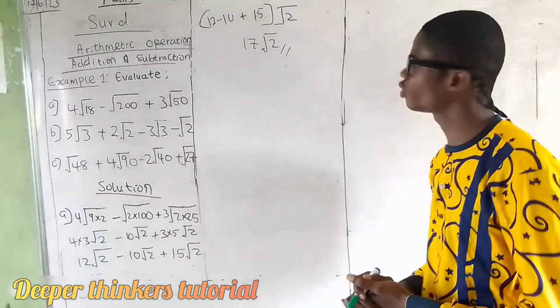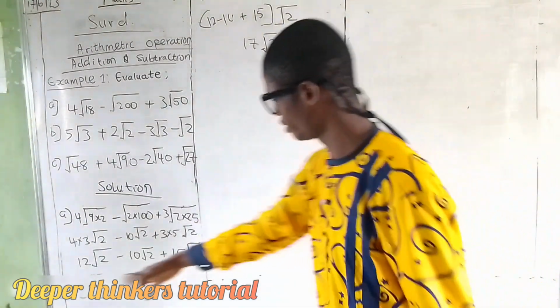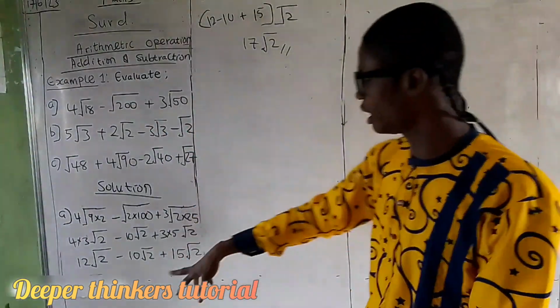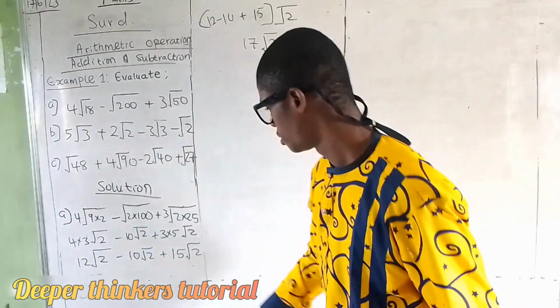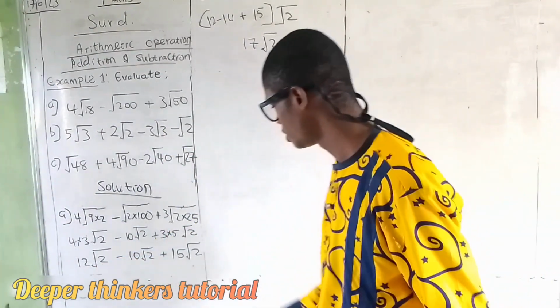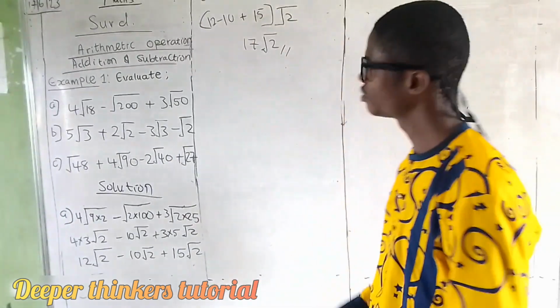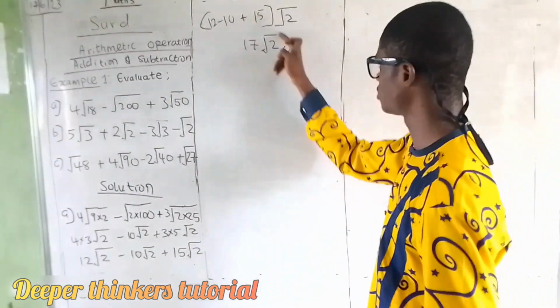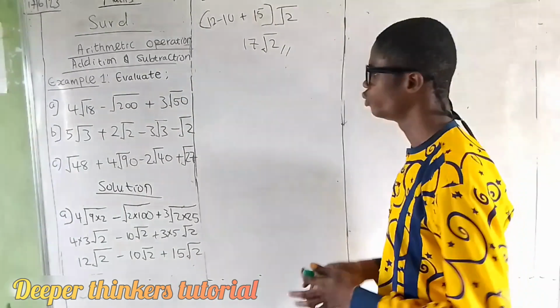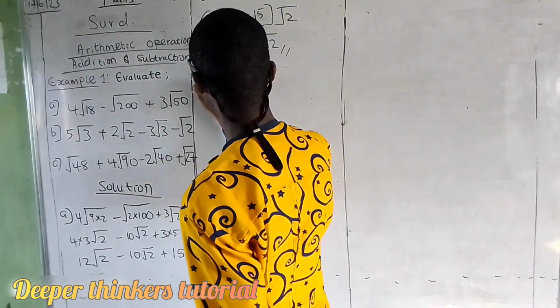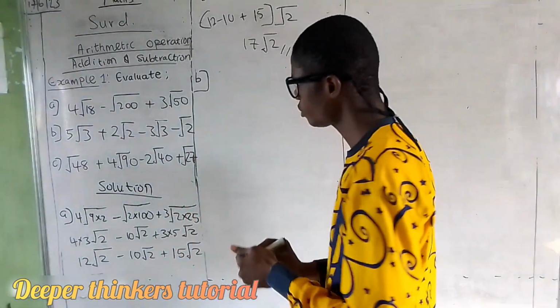So it's not hard to solve. So just do it. You can take this one according to my own ideology as 12x minus 10x plus 15x. So finally you have 17x, which is 17 root 2. So very easy. So the second one we'll have here.